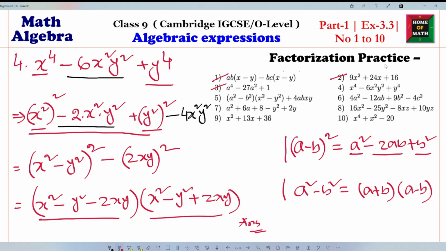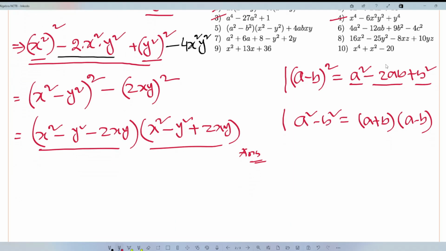So factorization number 4 done. Now number 5.